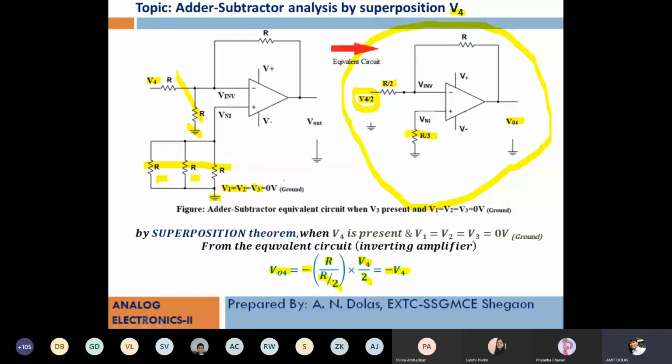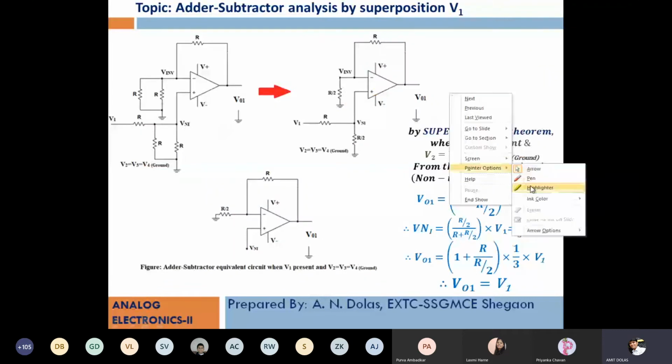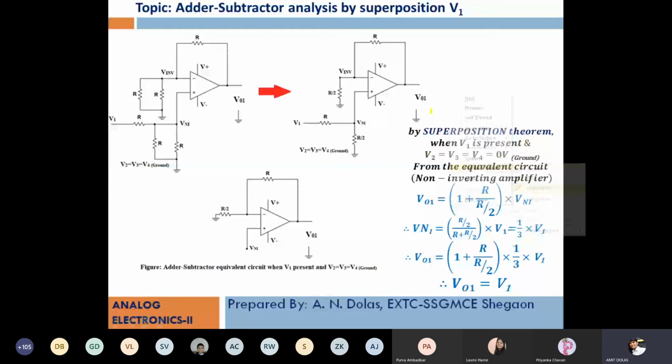We'll move to the effect of V1 and V2, that is in the non-inverting part, not the inverting. So we'll move to the next slide. Here also we are looking at the adder-subtractor operation, and we are applying superposition.